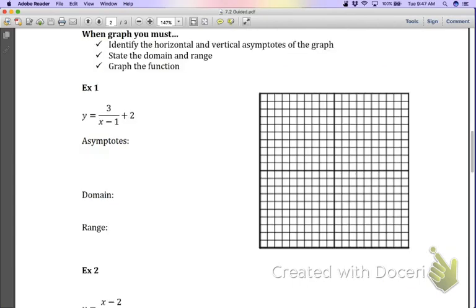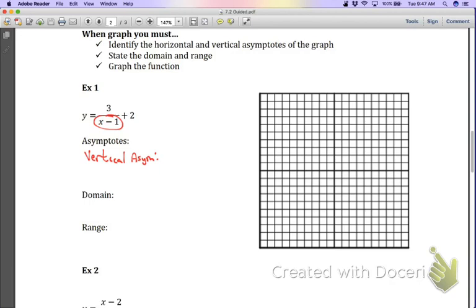Okay, so let's just talk about the first type here. So first off, you have your asymptotes. You have your horizontal asymptote, and then you have your vertical asymptote. Okay, the vertical asymptote is always going to be on your bottom side. So what does that mean? So your vertical asymptote is always going to come from here.